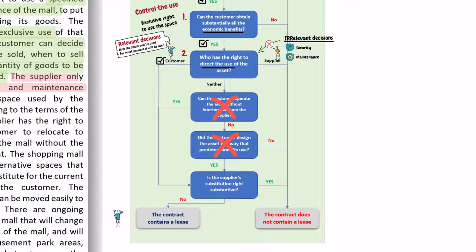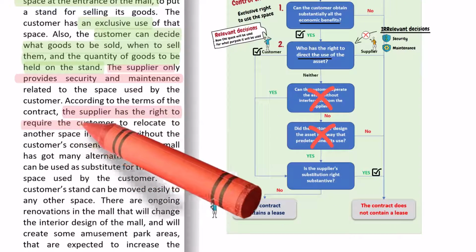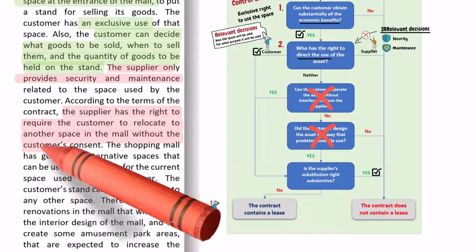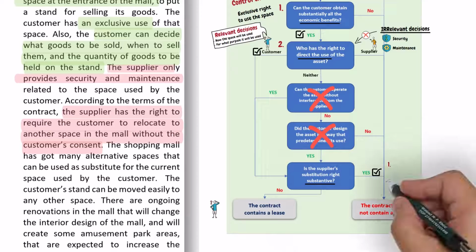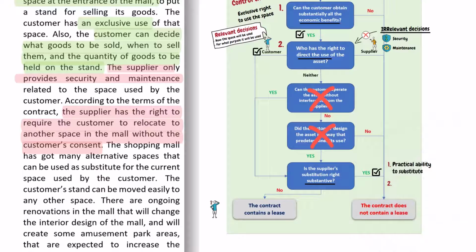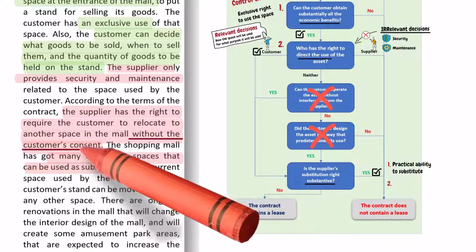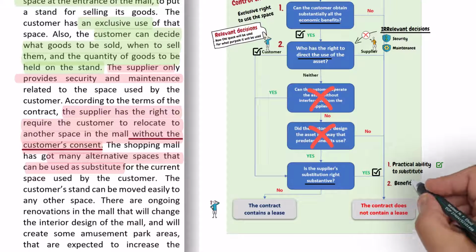But in fact, that is not the case, because the supplier can substitute the space used by the customer with another one. According to the contract terms, the supplier can require the customer to relocate to another space in the mall, and that right is assessed at the inception date of the agreement to be a substantive substitution right, because the two conditions for that were satisfied. First, the supplier has the practical ability to substitute the space used by the customer, because the supplier has got a lot of alternative spaces that are available for substitution, and the customer cannot prevent the supplier from substituting the space. That is the first condition.